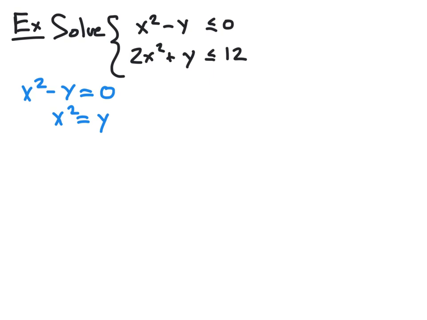The corresponding equation for the second inequality is 2x squared plus y equal to 12. And we can solve this for y by subtracting 2x squared from both sides. And so we'll obtain y equals 12 minus 2x squared. We observe that this is also going to be a parabola. Its vertex is going to be at the point (0, 12) because of the constant 12 here. And because the coefficient of x squared is negative, it will actually be opening downward.